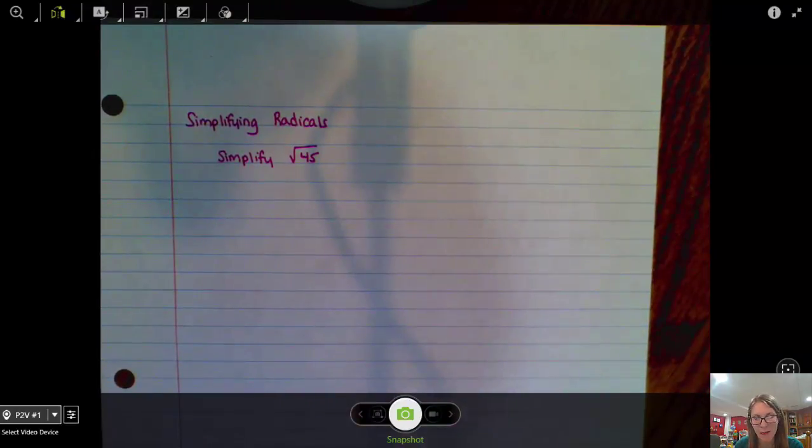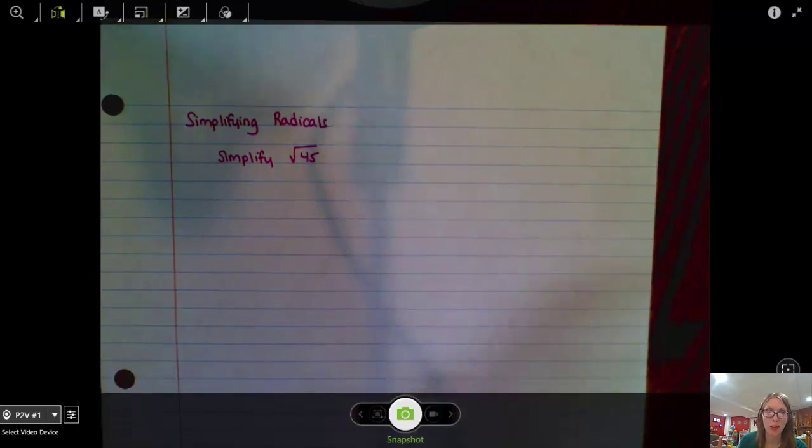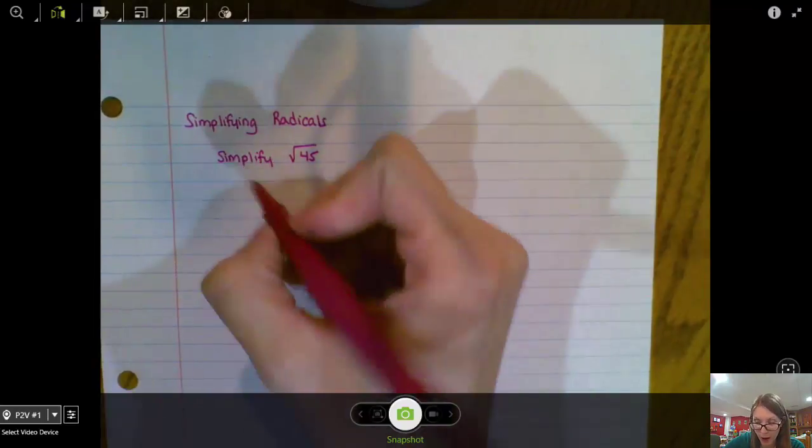We always want to get in this habit of simplifying our square roots. I've made this comparison before with math grammar. The English language has its form of grammar. Having our square roots, having our radicals simplified is just kind of our math grammar. So simplifying my square root of 45 here.